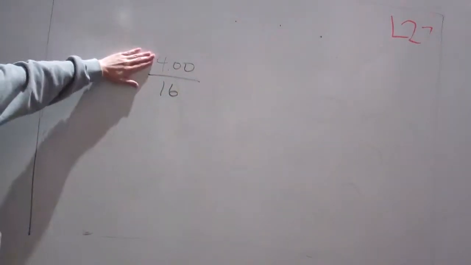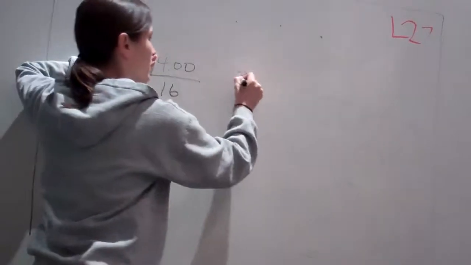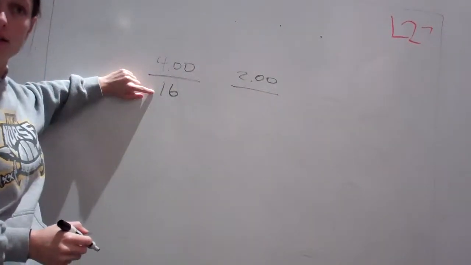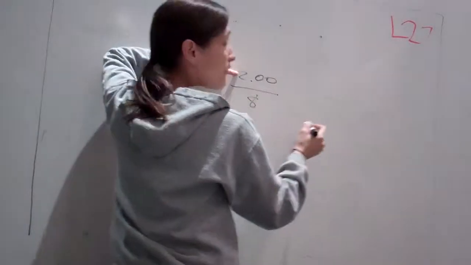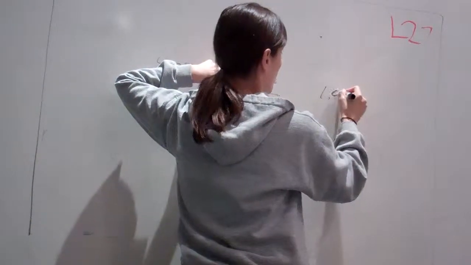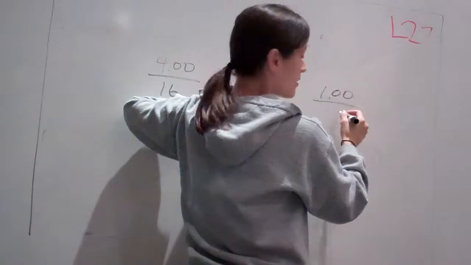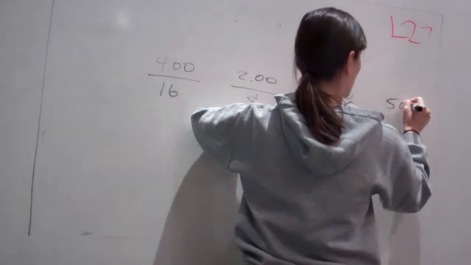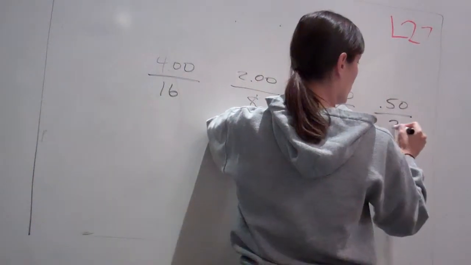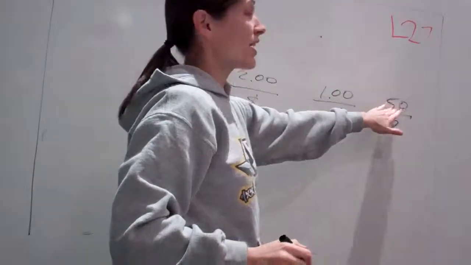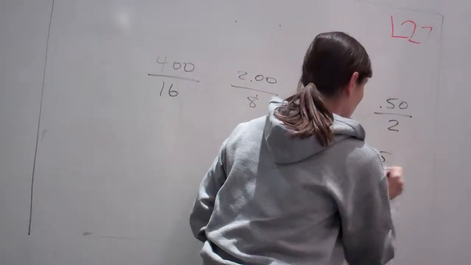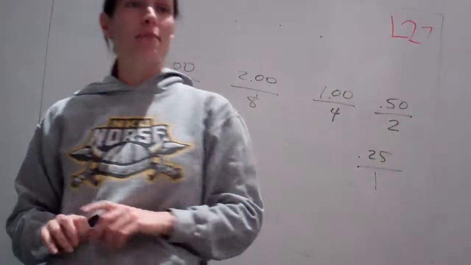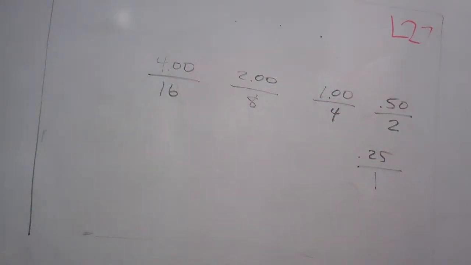Okay, but let's take, what is half of $4? $2. What is half of 16? 8. What is half of 2? 1. What is half of 8? 4. Okay, we can keep going. What is half of $1? 50 cents. What is half of 4? 2. What is half of 50? 25. What is half of 2? 1. So how much does 1 cost? 25. Very good.